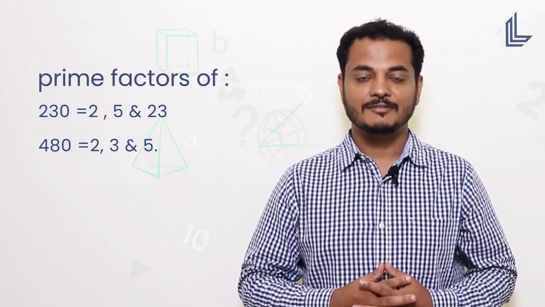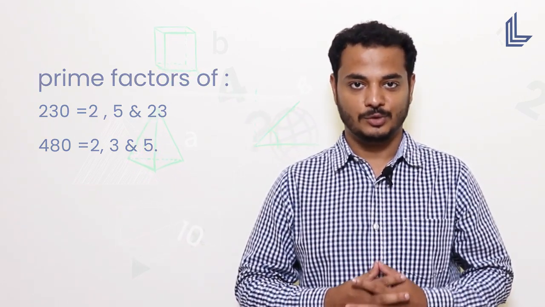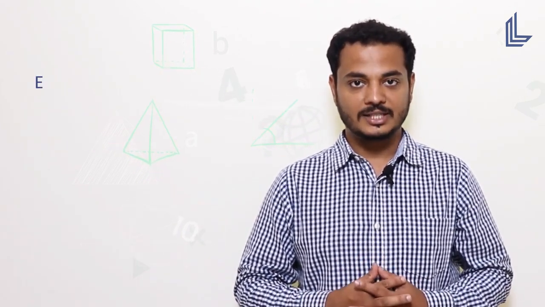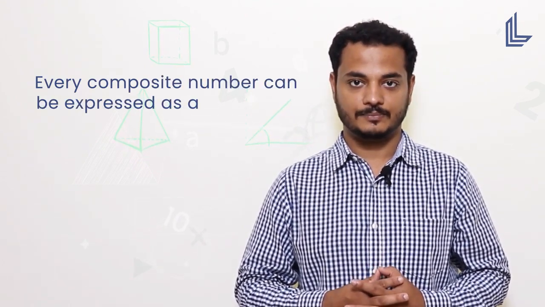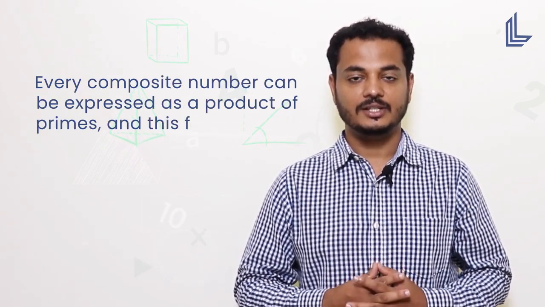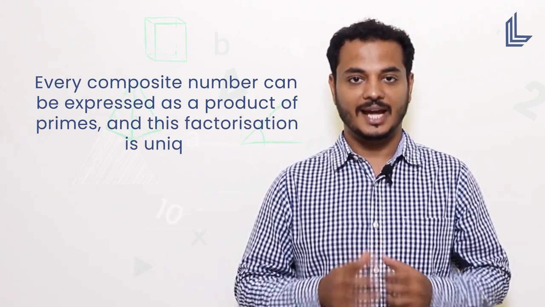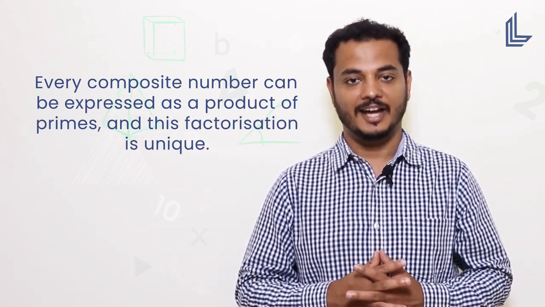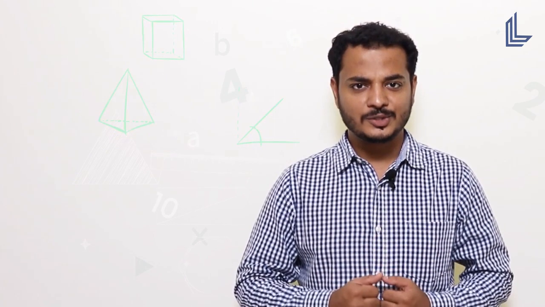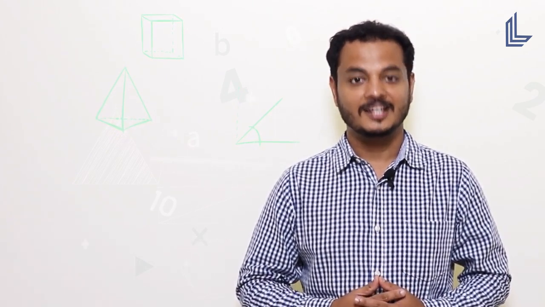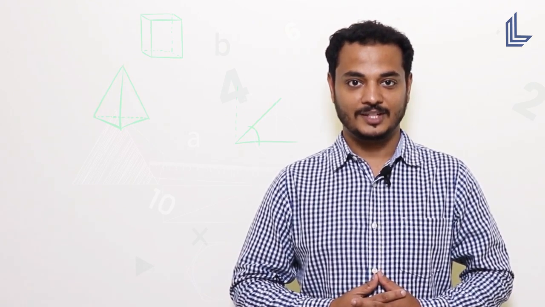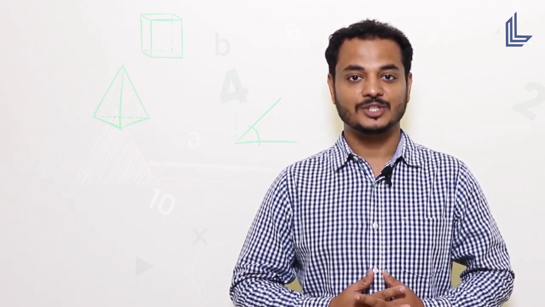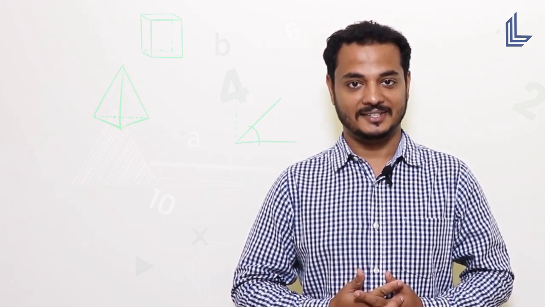We can formally state fundamental theorem of arithmetic as follows. Every composite number can be expressed as product of its primes, and this factorization is unique. So that's fundamental theorem of arithmetic. So where do we use this fundamental theorem of arithmetic? Let's come back to the question that we discussed in the start of this video. Do keep your paper ready. We need to check whether you got the right answer.